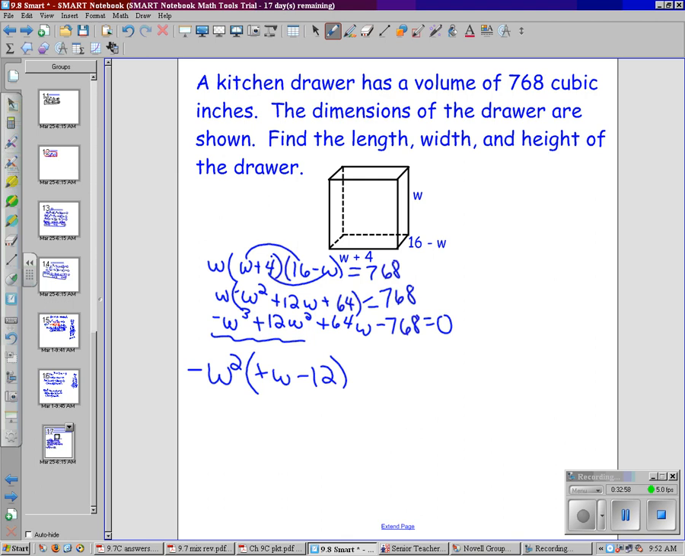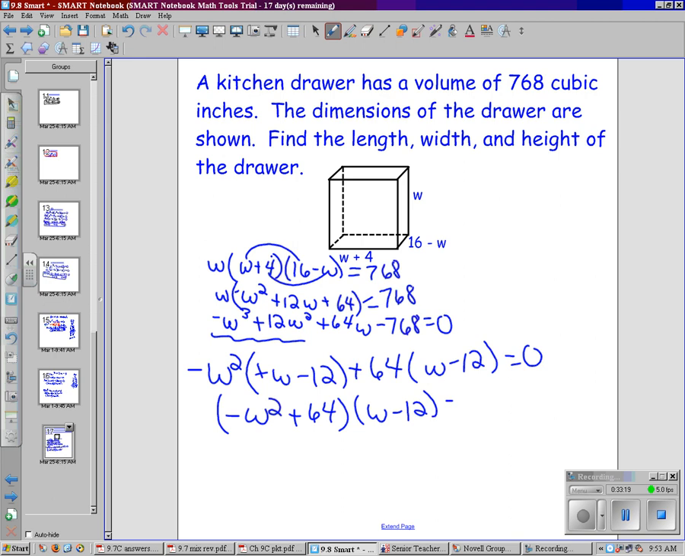What can we take out of the two of those? 64. Yeah. 64, really? 12 times? Wouldn't that be nice if that's how it actually works? So now I've got a W minus 12 in there. So now I have negative W squared plus 64, and I have W minus 12 equals 0.